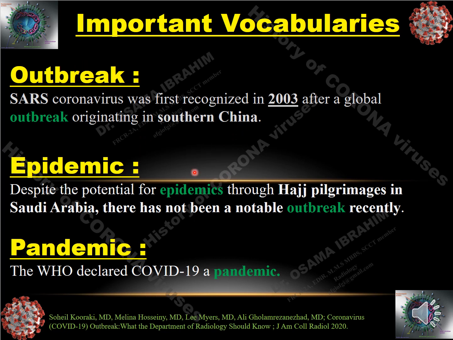If the disease is transmitted to a larger area, it's called an epidemic, despite the potential for epidemics through Hajj pilgrims in Saudi Arabia. There has not been a notable outbreak recently. If the disease spreads all over the world, it's called a pandemic. The WHO declared COVID-19 a pandemic.